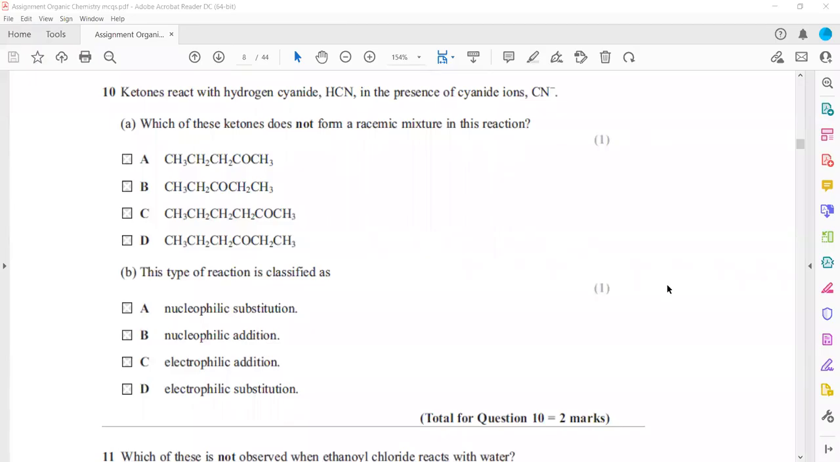So this is a continuation of the topic organic chemistry. MCQs are there for this session. We'll discuss multiple choice questions, and in the next session next week we will discuss the structure questions.